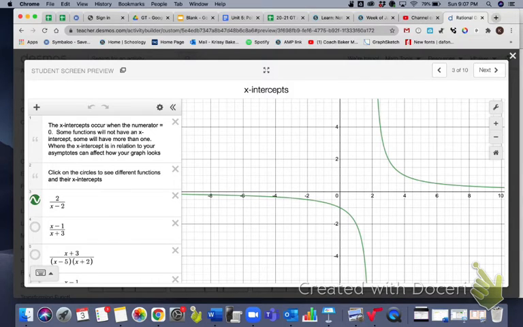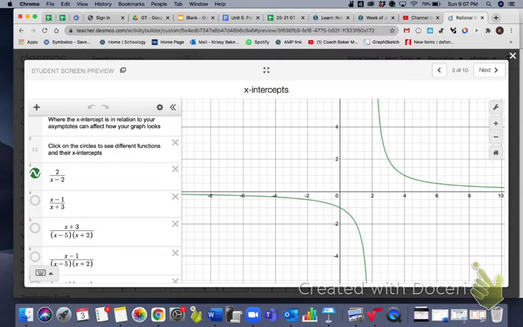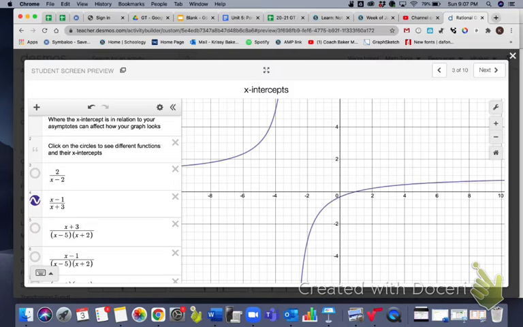Why sometimes it crosses or doesn't cross into certain places. So set the top equal to 0 to find x-intercepts. In this case, 2 does not equal 0. This graph does not have any x-intercepts. Whereas the next one should have an x-intercept at 1. And it does. That's why our graph looks the way that it does.